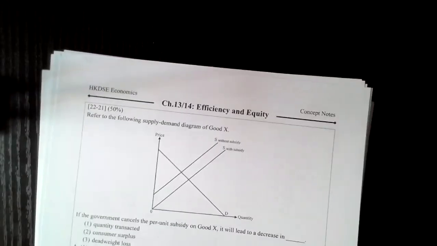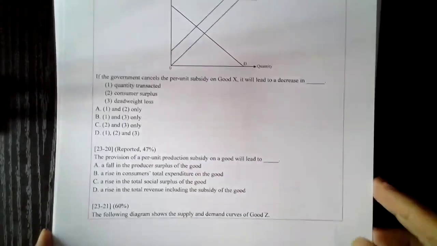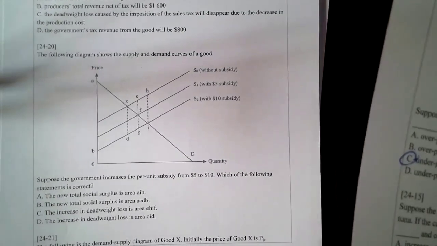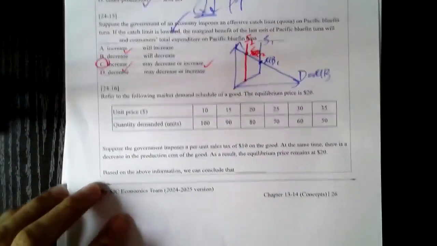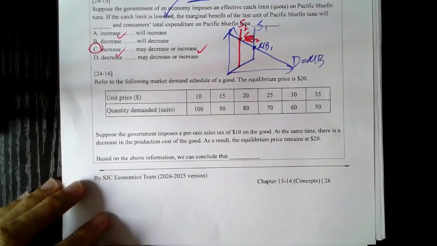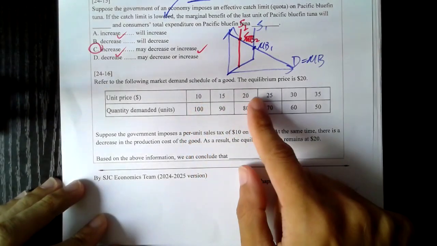Okay, next one. Let's see which one is a taxation. Subsidy, we cannot do it yet. Subsidy, we also cannot do it yet. Are there any more tax questions? Yes, we have one question on taxation, right? Let's try this one. Page 26. Now, this is a demand supply schedule, okay?